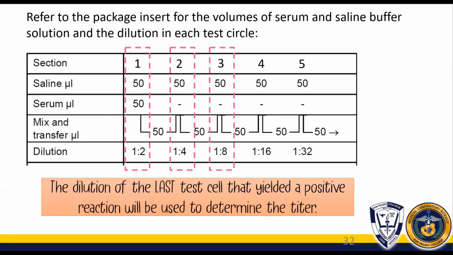Okay, actually, di ba tatlo yun? Circles number 1, 2, and 3 yielded a positive reaction. And it is circle number 3 that is the last dilution that yielded a positive reaction. So the dilution of the last test cell that yielded a positive reaction will be used to determine the titer. And the dilution of the last test cell is 1 is to 8. So this 1 is to 8 will be used for computation.